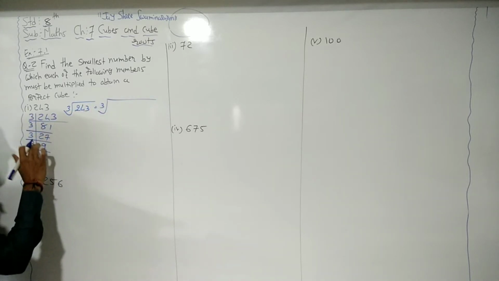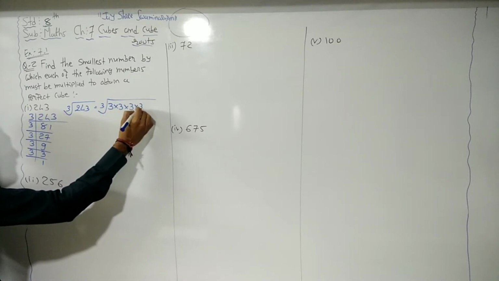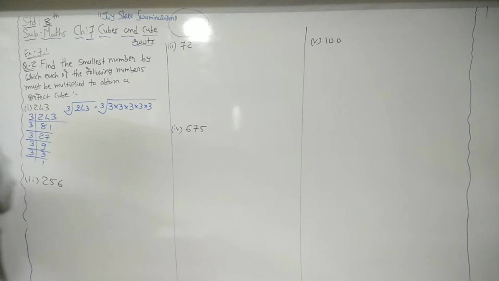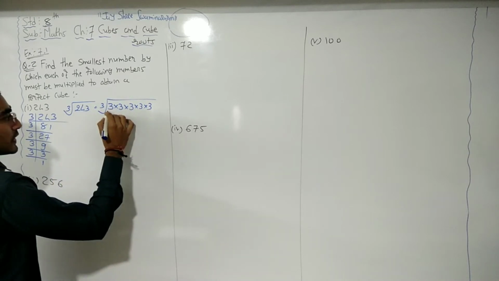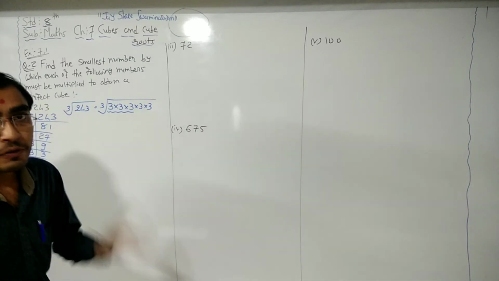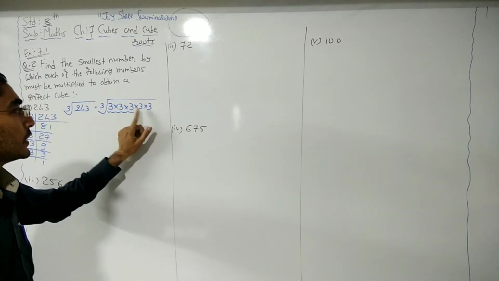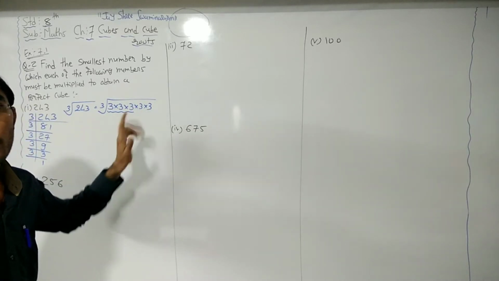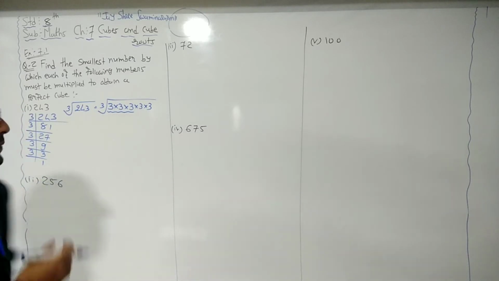So 243 is 5 times 3. Now make groups of 3. So one group is complete. Now here we have 2 times 3, and one more time we want 3. Here one group is complete, and one more 3 we want, so the group of 3 will be complete.